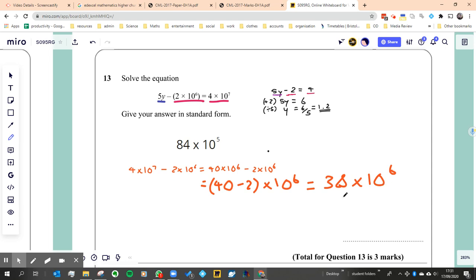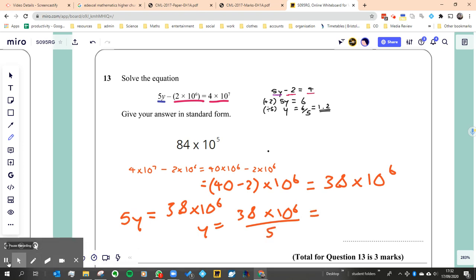There's no point in rearranging that into standard form yet because we still haven't finished actually answering the question. So now we're going to say that 5y is equal to 38 times 10 to the 6. So what's y equal to? Just like we did earlier on, we divide both sides by 5. So y will be equal to 38 times 10 to the 6 over 5.